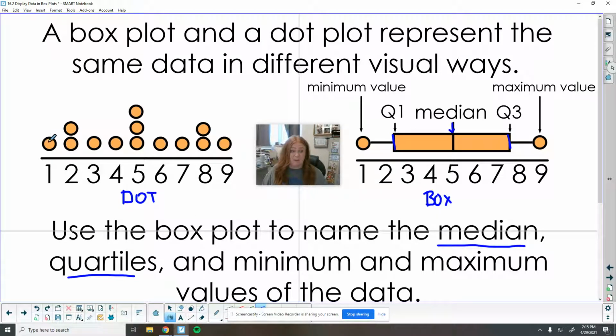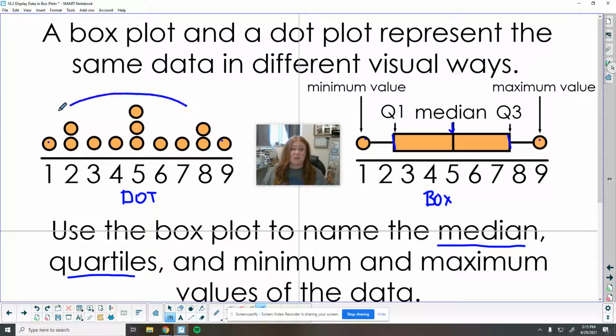I can see the minimum is 1 and 1. The maximum is 9 and 9. So they do both tell me min and max very easily. But this one tells me some more information easier than over here. This one tells me there's 2 people that had 2, 3 people that had 5, 2 people that had 8. Where over here, I don't know how many people had 2. It doesn't tell me that. How many people had 4? I don't know that off of here.